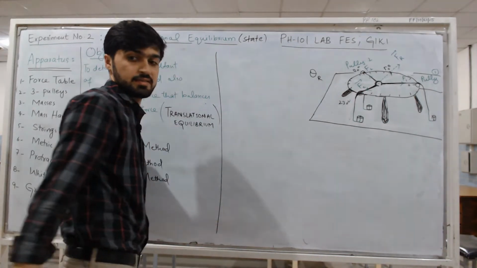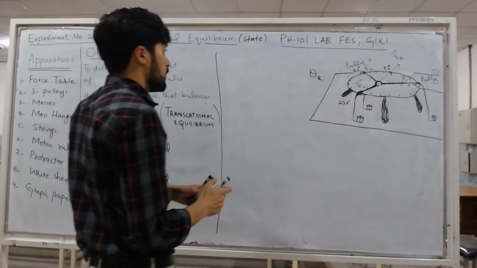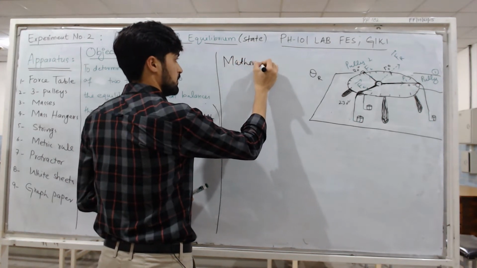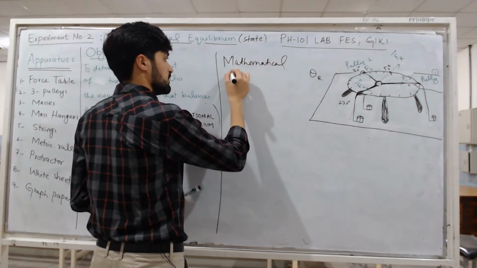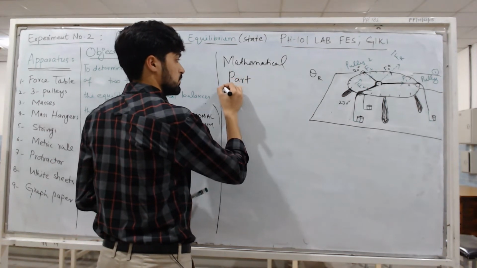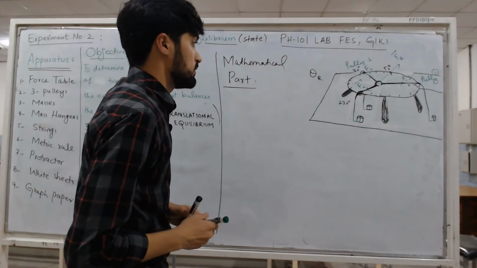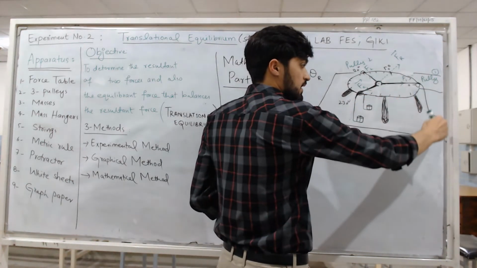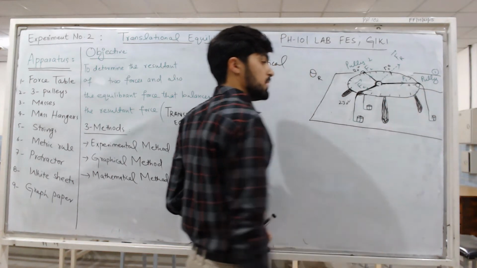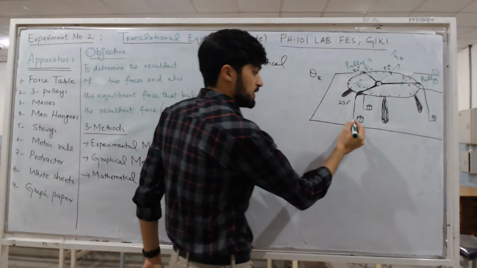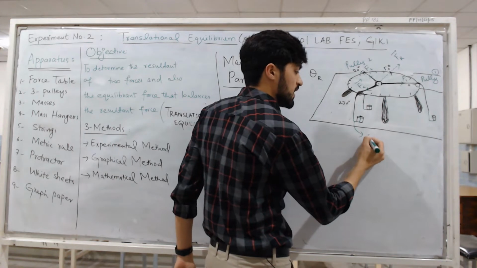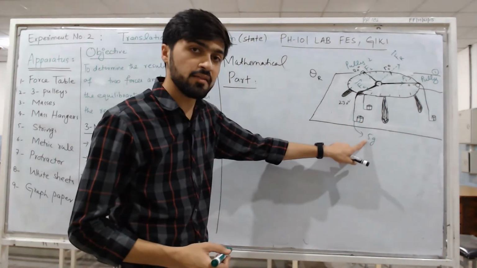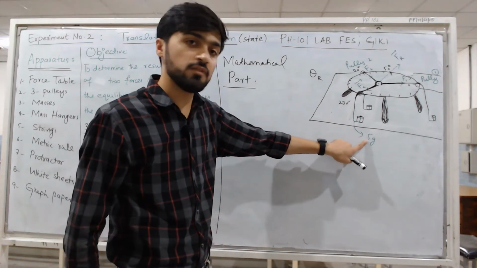Now there is something that I want to discuss. We have not yet discussed the mathematical part. If this is F1, the masses are hanged. We will place the masses in the mass hanger. Keep in mind, the mass of the hanger is also 5 grams, so if you are using masses, you have to add the mass of the hanger.